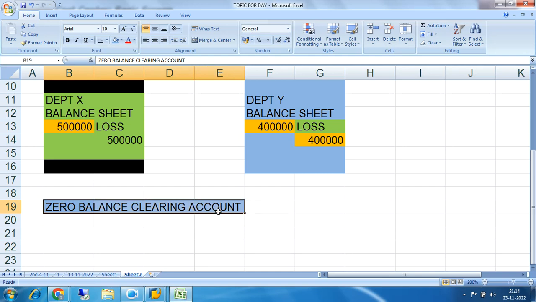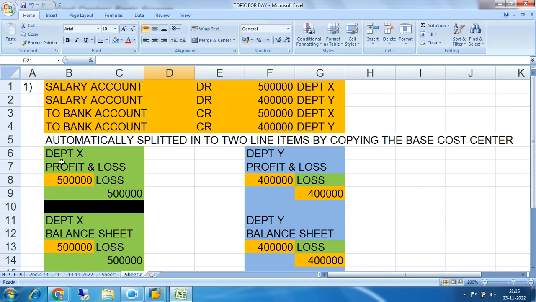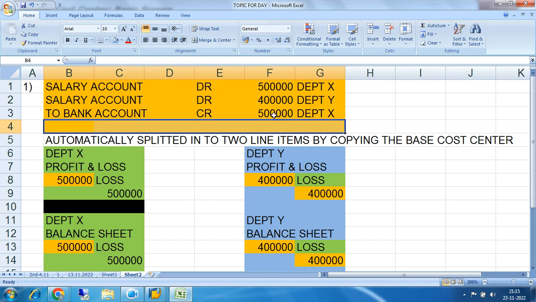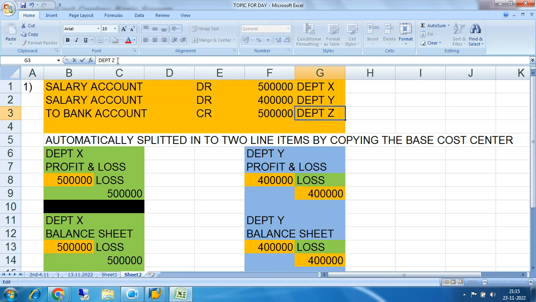We have to discuss what is the use of that zero balance clearing account now, because the zero balance clearing account is that account which makes the profit center wise or segment wise balance sheet and profit and loss account balanced. How? Let us see. Suppose in this case, this is the transaction. Suppose I pay the salary of department X and Y, right? But money has been paid from department Z.